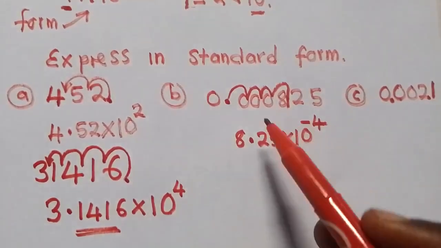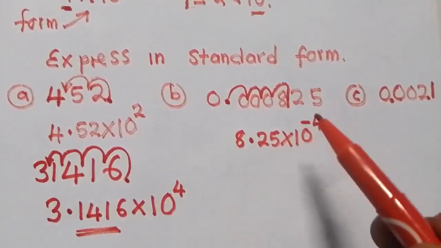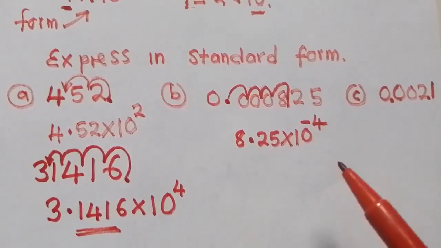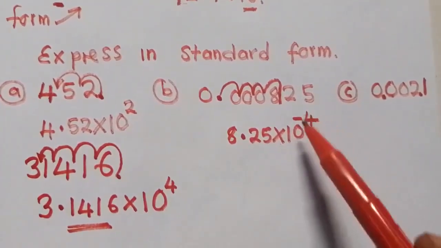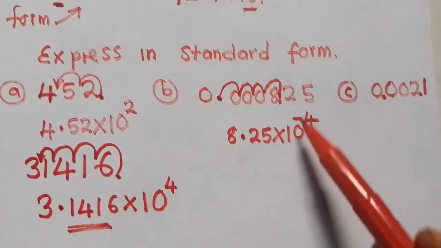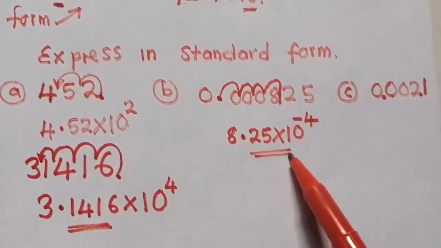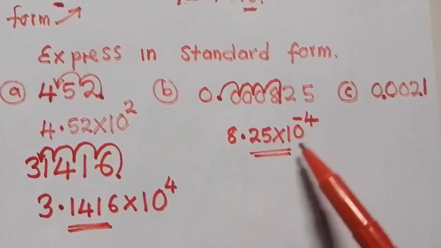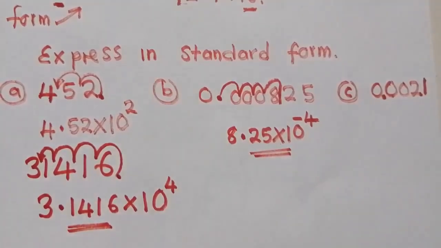So when you're moving in this way, the number will have a negative index, a negative power. This is what you need to know. We are having a negative power. So this is a number we've expressed in what? In standard form. This is how you need to be expressing numbers in standard form.